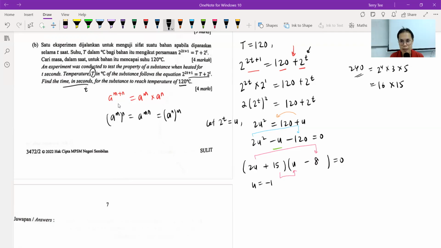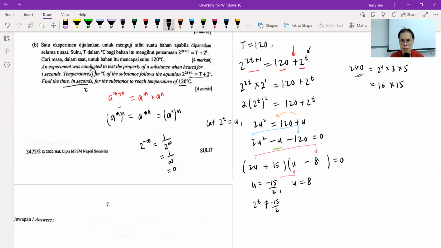So your U must be negative 15 over 2 or 8. Yeah, 2 answers. Now, we know your 2 power t cannot be negative. Anything power t must be a positive value. So the smallest value of t or any variable that I can put inside is negative infinity. If you put negative infinity inside, this is 1 over 2 power infinity, is 1 over infinity, is 0. Anything else that I put in can never be less than 0. So that's why 2 power t is always more than 0.